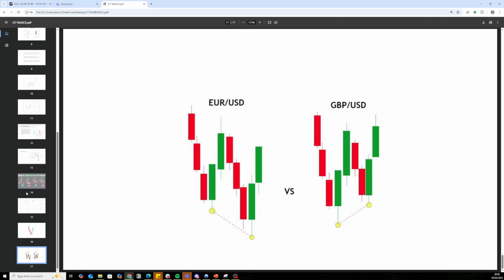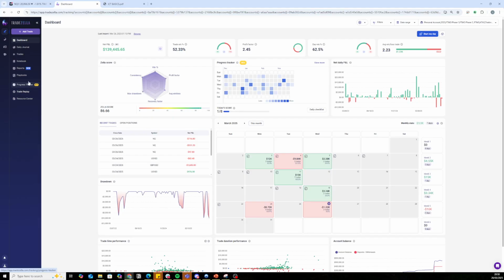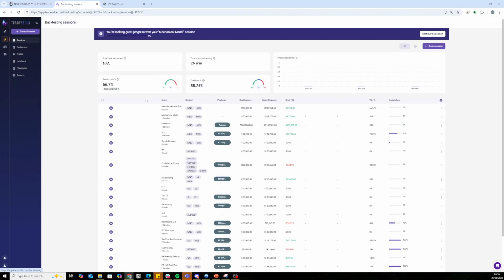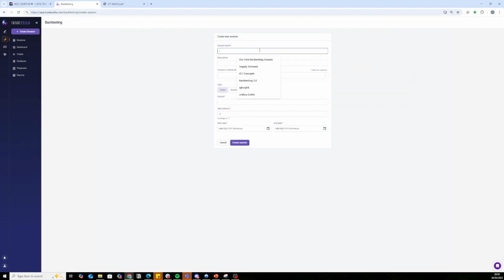All right. So what we're going to do is go into creating a backtesting session, and we'll show you some of these concepts in action. So what do we want to trade, guys? Give me a pair or a ticker that you want to see me trade, and we will do that.